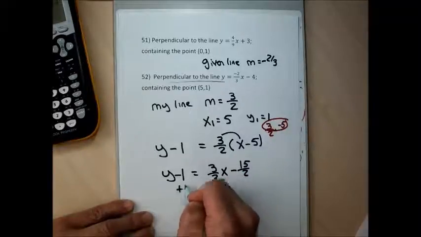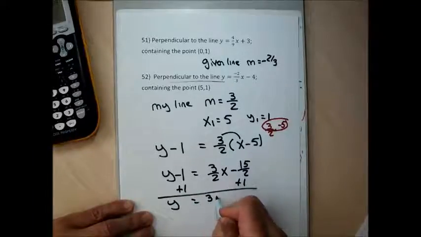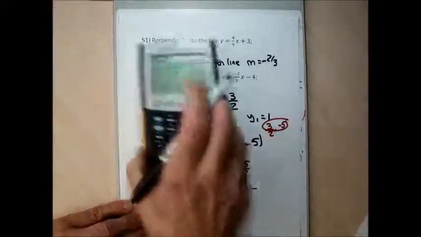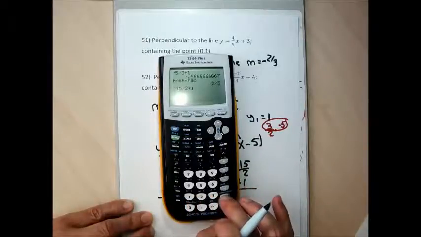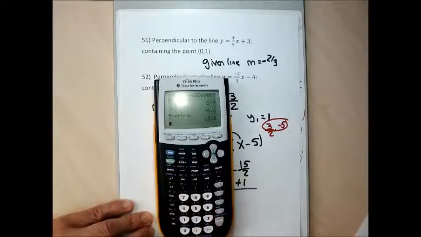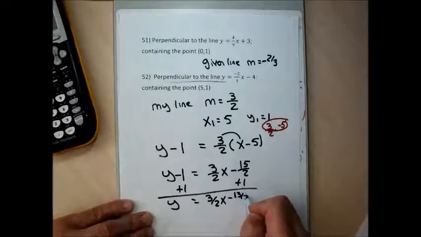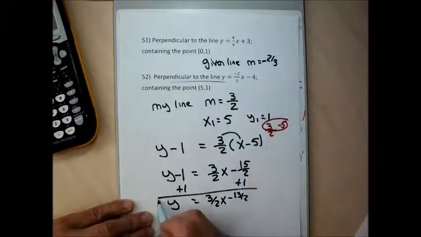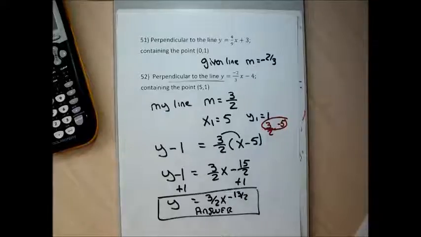I'm going to add 1 to both sides. That's going to give me y equals 3/2 x. Let me just do this real quickly. Minus 15 divided by 2 plus 1, which is what I'm trying to do here. And then math, enter, enter, I get negative 13/2. I won't even do that by hand, but you certainly could. You'd go negative 15/2 plus 2/2 to get that negative 13/2. So my answer to problem 52 is y equals 3/2 x minus 13/2.